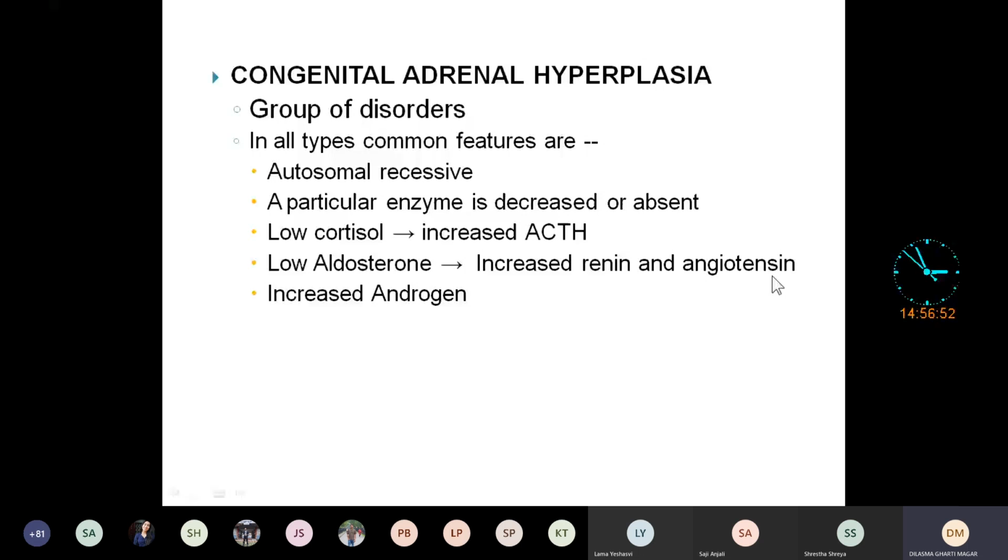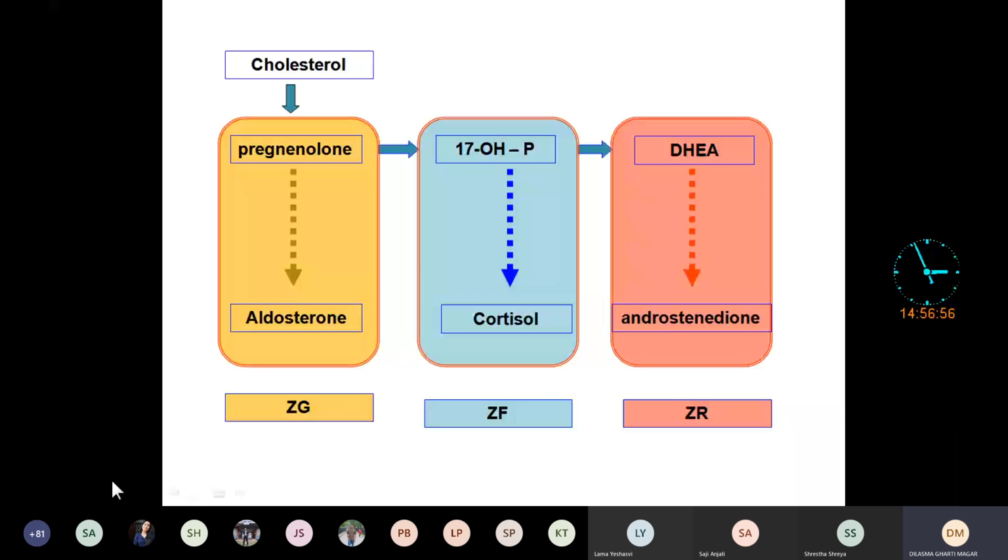So now you see here this chart, okay? Mainly here this cholesterol will change to pregnenolone, and then the 17-hydroxy progesterone, and then the dehydroepiandrosterone will be there. So this cholesterol will lead to the pregnenolone, and then it will be converted to the aldosterone in the zona glomerulosa. So the 17-OHP will be converted to the cortisol in the zona fasciculata. Understood here? So this dehydroepiandrosterone will be converted into the androstenedione in the zona reticularis.